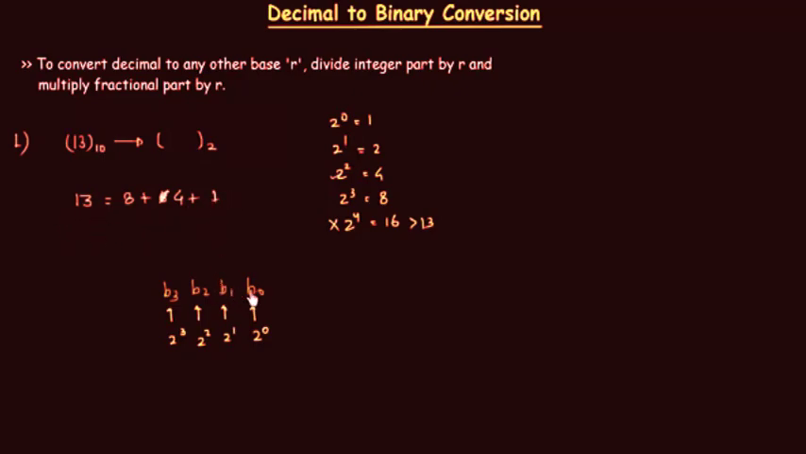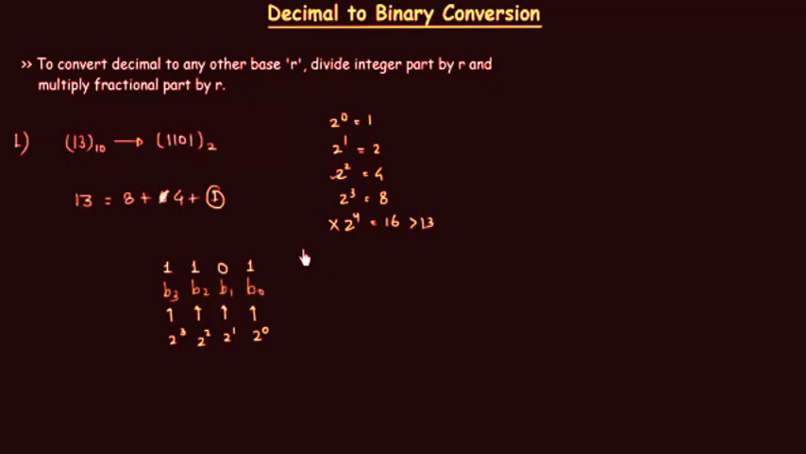Now we have to find out the values for B0, B1, B2 and B3, and it's very simple. You can clearly see 1 is 2 raised to power 0 and it is included, so B0 is going to be 1. 2 raised to power 1, which is 2, is not there, so B1 is going to be 0. 2 raised to power 2, which is 4, is there, so B2 is going to be 1. And 2 raised to power 3, which is 8, is also there, so B3 is also 1. So the binary number is 1101. The binary equivalent of 13 is 1101.